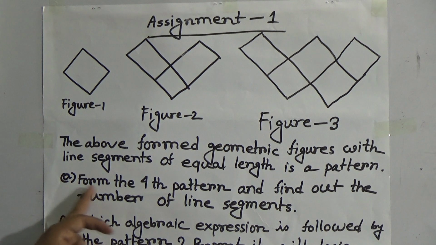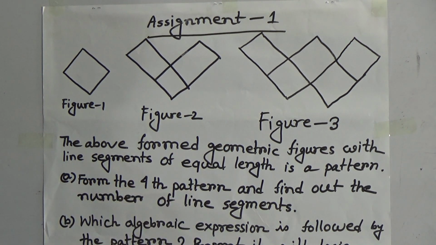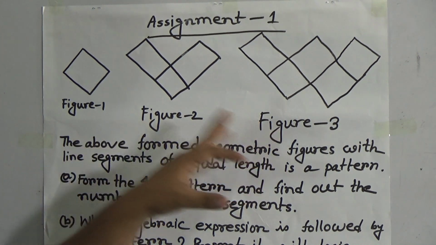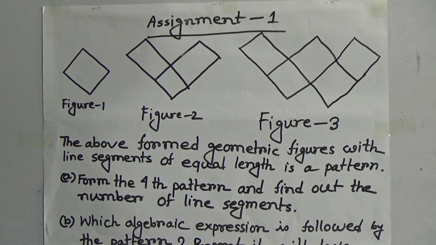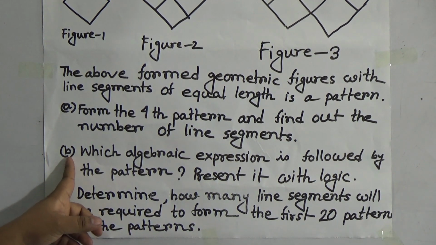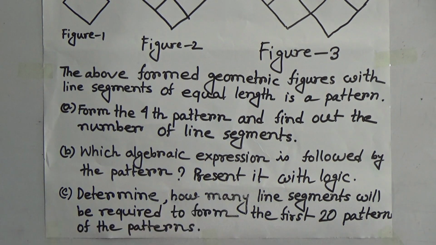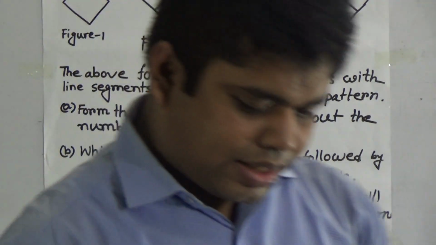Question A is: form the fourth pattern. That means just like figure 1, figure 2, figure 3, we shall draw figure 4, the fourth pattern, and find out the number of line segments. Question B: which algebraic expression is followed by the pattern? Present it with logic. Determine how many line segments will be required to form the first 20 patterns of the pattern.